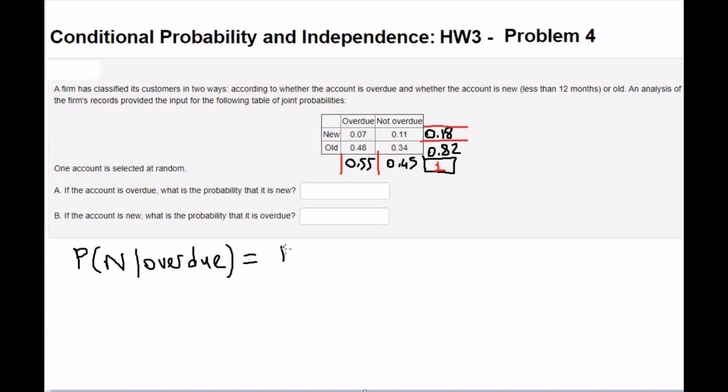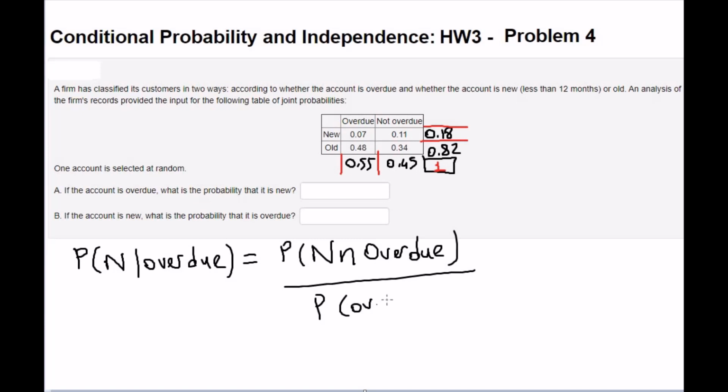which is their intersection over given condition. Their intersection is in the table here. New and overdue is 0.07, and the total probability of overdue is 0.55. So this is the answer for the first part.